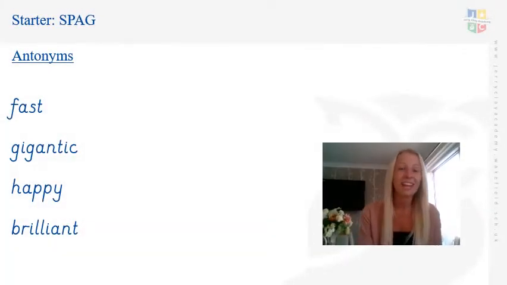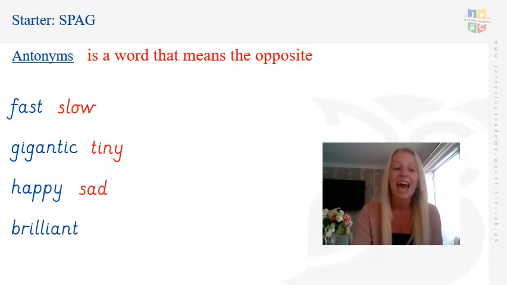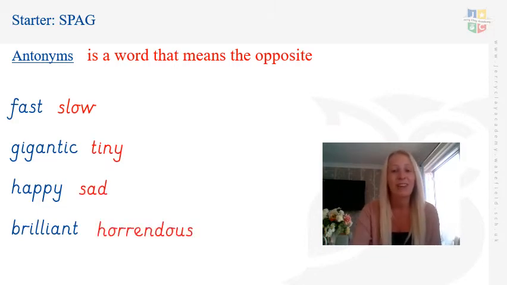So you can pause the video now to collect any resources that you need. So for our SPAG starter this week, we have been focusing on antonyms. Now an antonym is a word that has a different meaning, which means the opposite. So fast and slow, gigantic and tiny, happy and sad, brilliant and horrendous are all antonyms because they are words that mean the complete opposite.